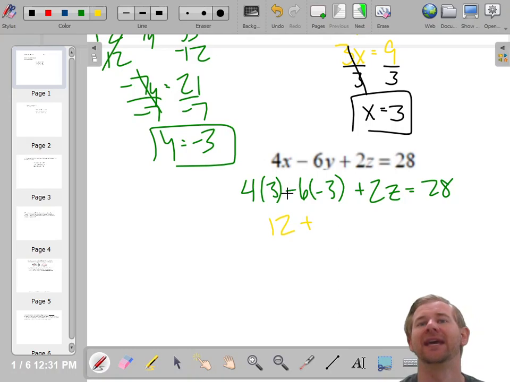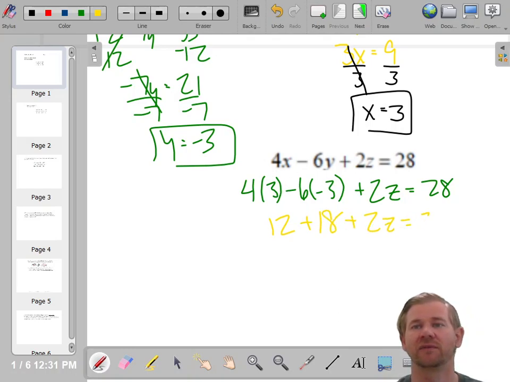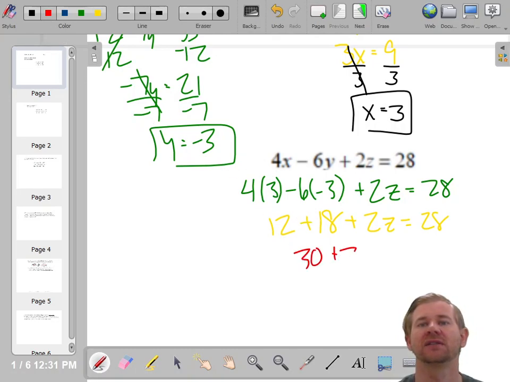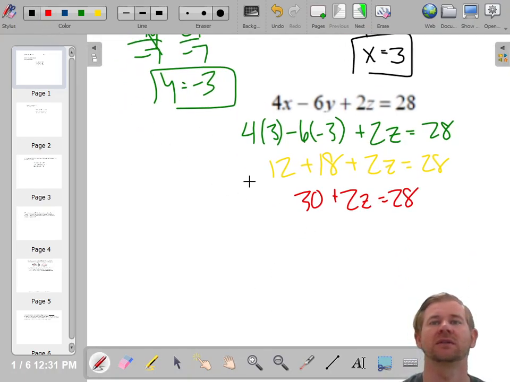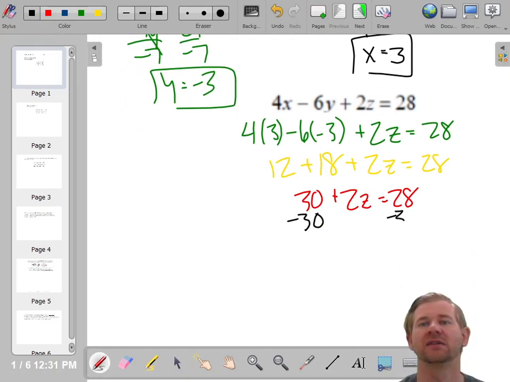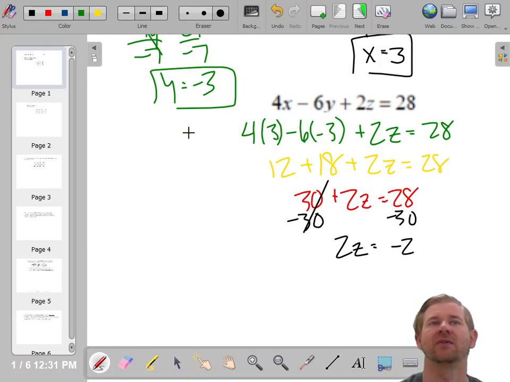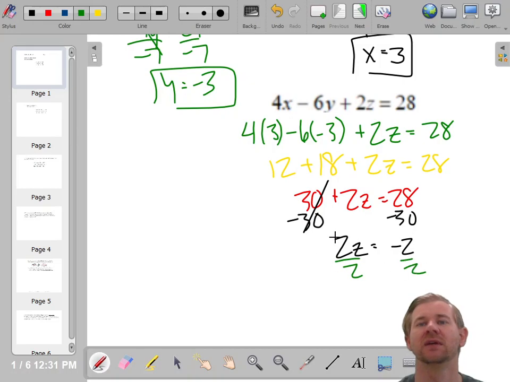12. Negative 6 times negative 3 is positive 18. That'll get you. Be careful. Combine like terms. 30 plus 2z equals 28. Two-step equation. Minus 30, minus 30. 2z equals negative 2. And now, last thing, divide by 2. 2 divided by 2 is 1. A negative divided by positive is a negative 1.